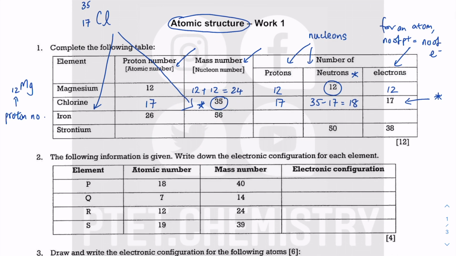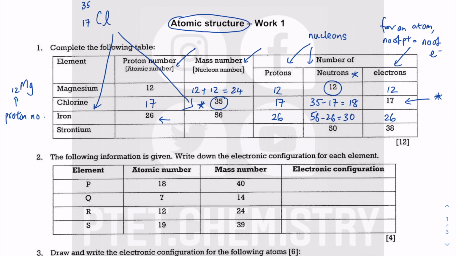Next one, iron is element number 26. So there's 26 electrons for the atom because the atoms are uncharged. So number of protons is given by proton number. There's 26. Number of neutrons is nucleon number or mass number minus the proton number. So 56 minus 26 is 30.